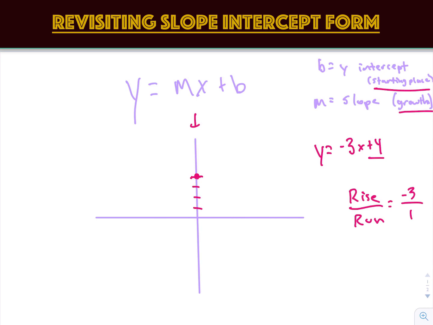This means that as we rise negative 3, or as we go down 3, 1, 2, 3, we have to go over positive 1. So my point would be right here, because I'm going from negative 4 to negative 1, that's down 3. And I'm going from 0 to positive 1, that's a run of 1. So my line would follow a slope like this. This would be the line y equals negative 3x plus 4.